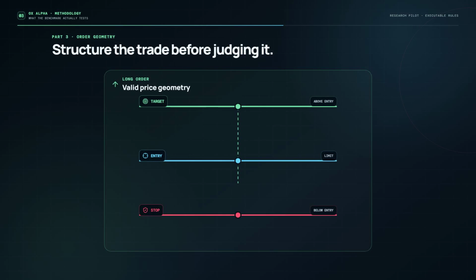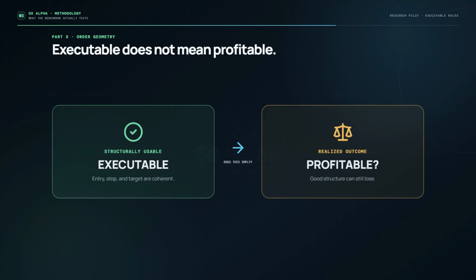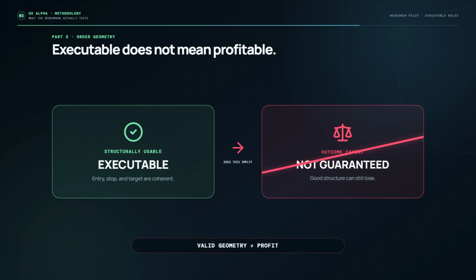Whenever the model takes a trade, the order structure has to make real-world sense. On a long, the stop loss must be below the entry and the target above it. On a short, the target is below and the stop loss is above. OX Alpha gets this structure right on all 56 valid trade decisions. That proves the model creates real executable trade plans. But keep in mind, a properly built plan doesn't automatically mean a profitable one.